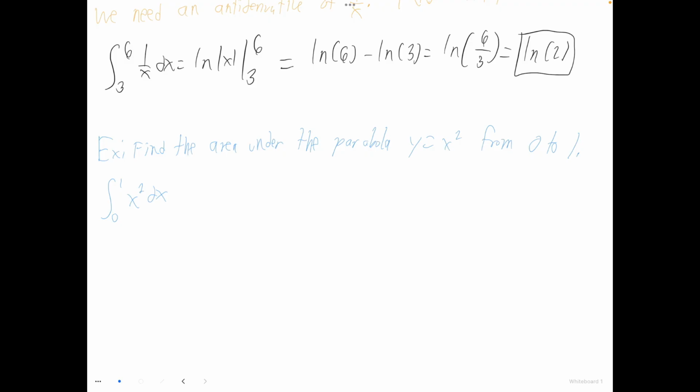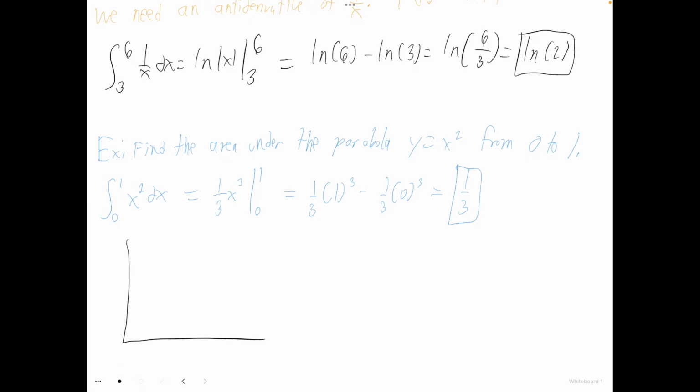Well, what is an antiderivative of x squared? An antiderivative of it is 1/3 x cubed using the power rule. And we go from 0 to 1. So this is undoing the power rule. So this is going to be 1/3 times 1 cubed minus 1/3 times 0 cubed. And so we end up with 1/3. So the integral from 0 to 1 of x squared is 1/3, which then tells us that is the area under the parabola y equals x squared from 0 to 1.